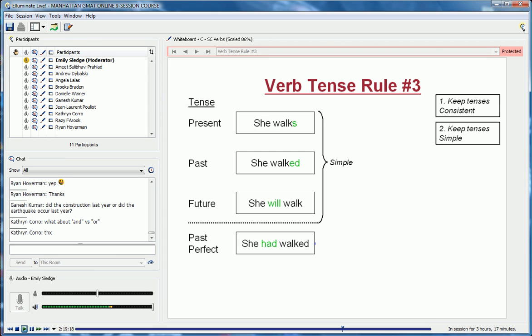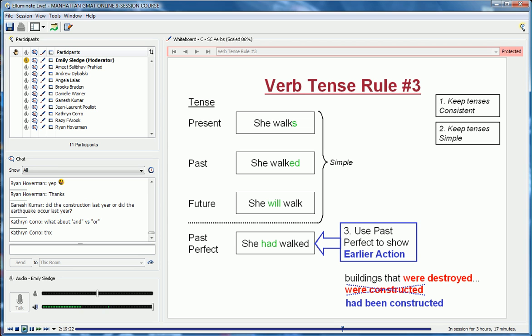All right, so our rule for verbs that we're walking away with is that past perfect exists for a reason. We now know what that reason is. If there are two past actions, you use this one to indicate which one happened first.